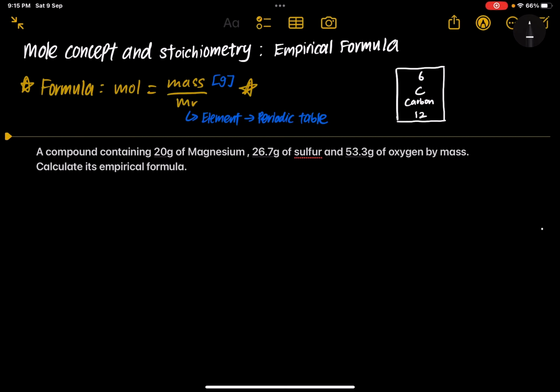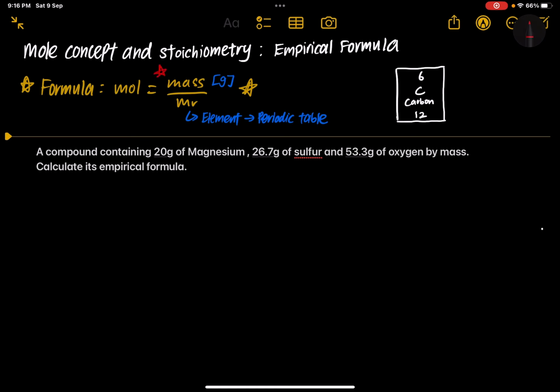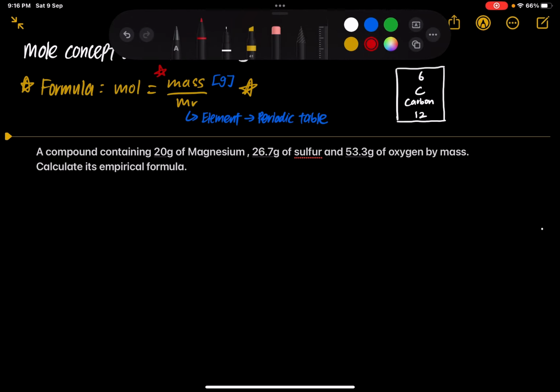We're going to be finding the empirical formula. The formula that we need is mole equals mass over Mr. You will need to use this formula. The mass is in grams and the Mr is the atomic mass of the element, so also known as the Mr. The Mr is always at the bottom, so take the number from the bottom.